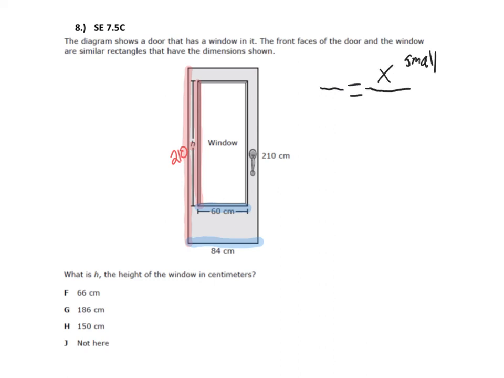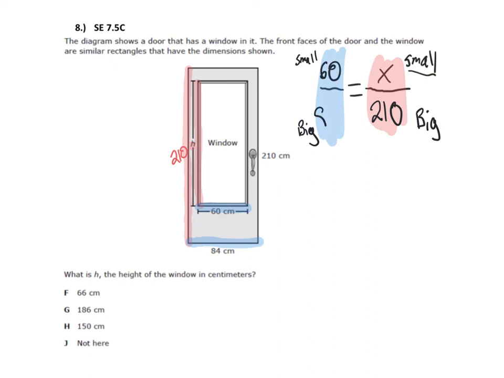And it's red. So we're going to put red over here. We're going to put blue over here. Now, based on the small, right, being here, we know the small has to be here, the big has to be here, and the big has to be here. So the big red is 210, the small blue is 60, the big blue is 84.